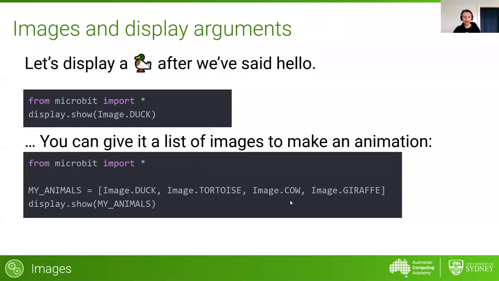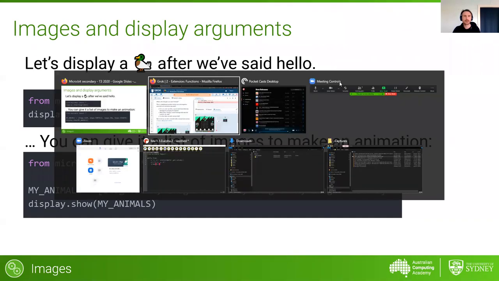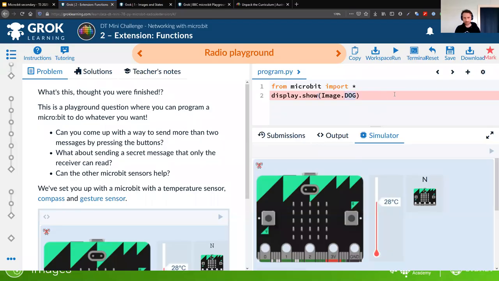You can also give it a list of images. So instead of only one, there are a few inbuilt lists. I think one is called ALL_CLOCKS, so you can get it to make a clock face go around. Or if you want to define your own, my animals, if you're a farm, you can go Image.COW and then Image.TORTOISE. Hopefully I've spelled that correctly.